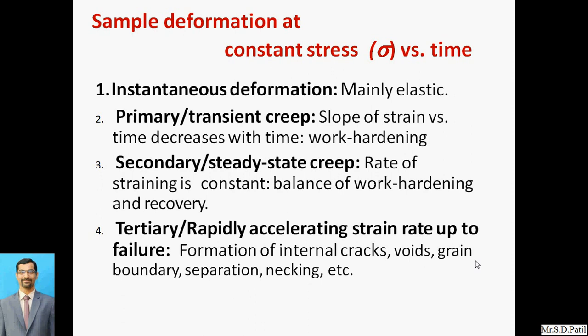So these are the three stages. Primary, or it is called a transient creep, in which the slope of the strain versus time decreases with time. That is work hardening. Then the secondary is called steady state creep. The words are quite similar: the primary may be called transient.